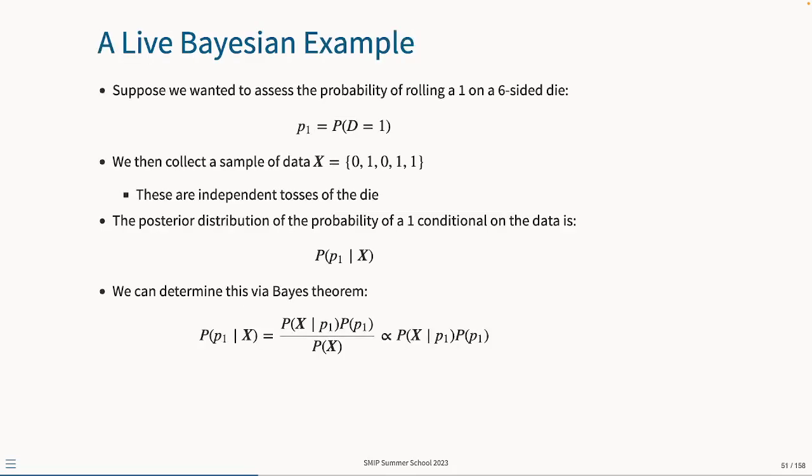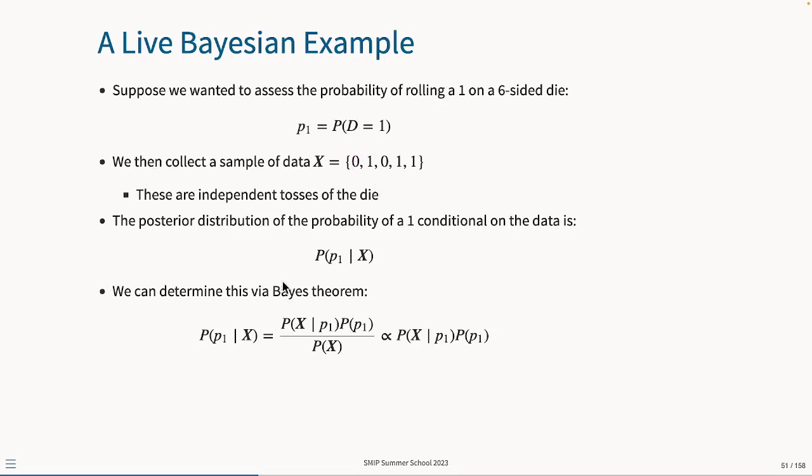So let's try a little example here. Let's imagine we wanted to assess the probability of rolling a 1 on a 6-sided die. Now we know in the long run, if the die is not weighted in some way, the probability should be 1/6, right? We can collect a sample of data, 0, 1. So here, a 1 occurs if we see a 1, and a 0 occurs if we got another number from 1. These are what we call independent tosses of the die itself, right?